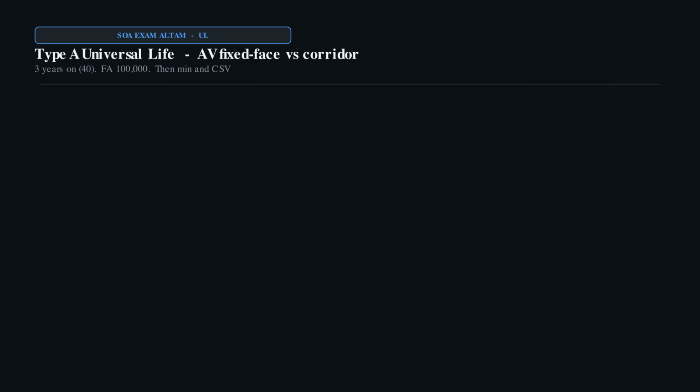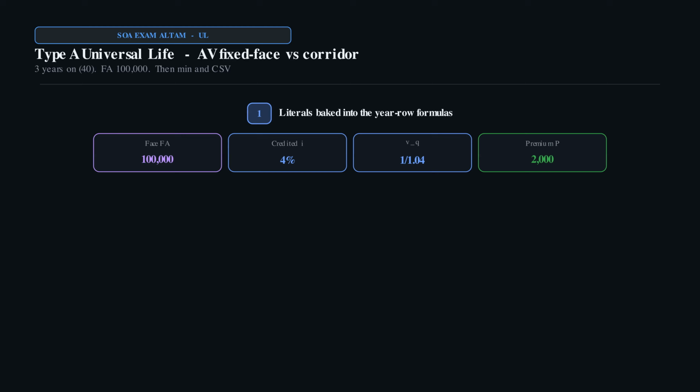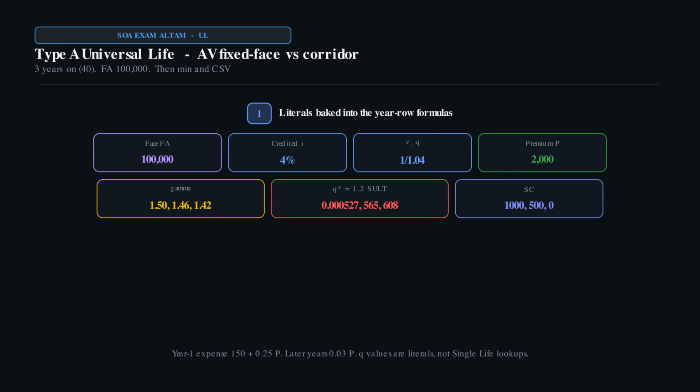This tab computes a TypeA universal life account value for 3 years. Cost of insurance depends on the ending account value, so the sheet uses the rearranged non-circular identities. Compute the fixed face. Face 100,000, credited 4%, same rate for the cost of insurance discount.